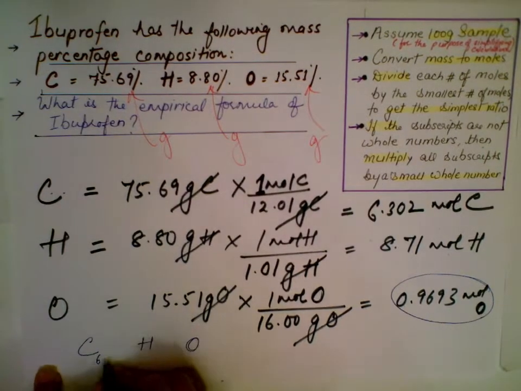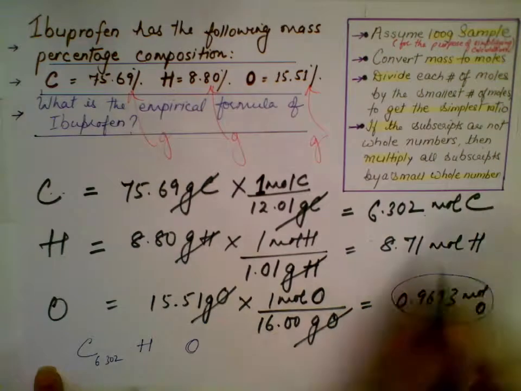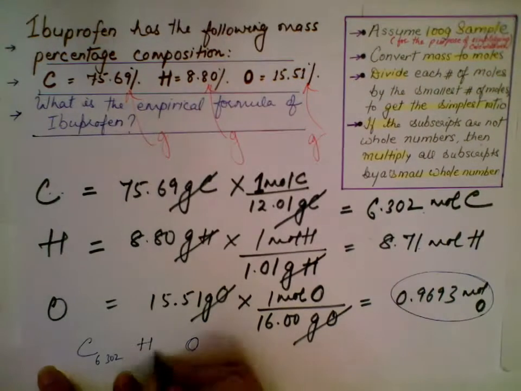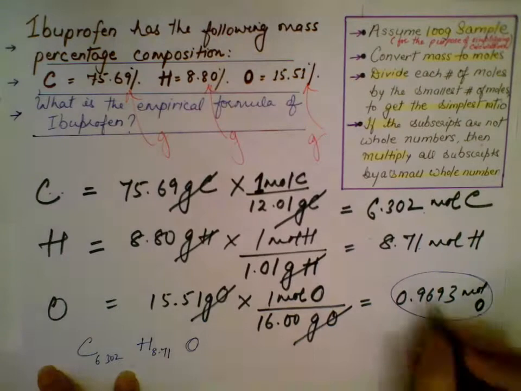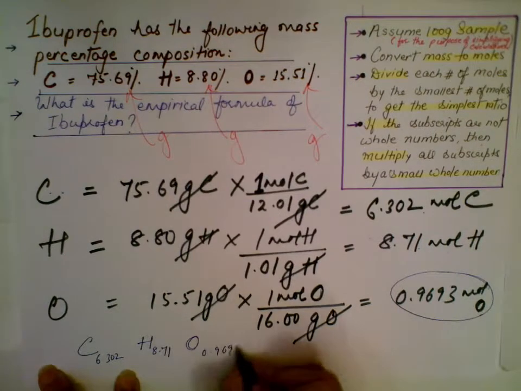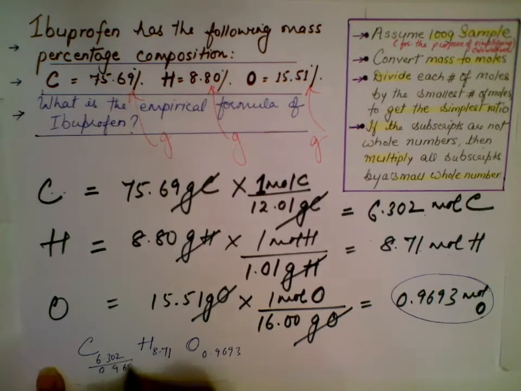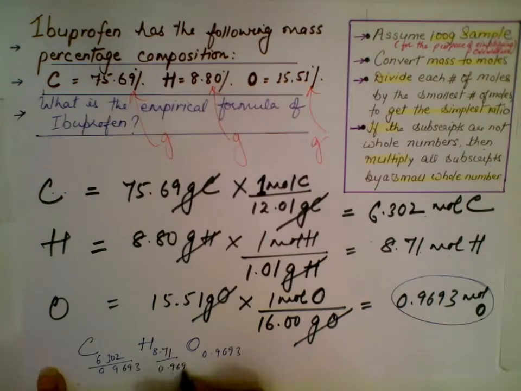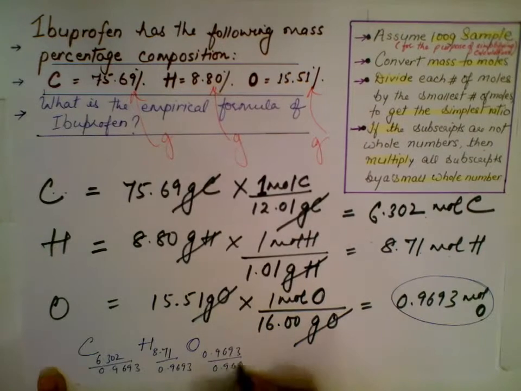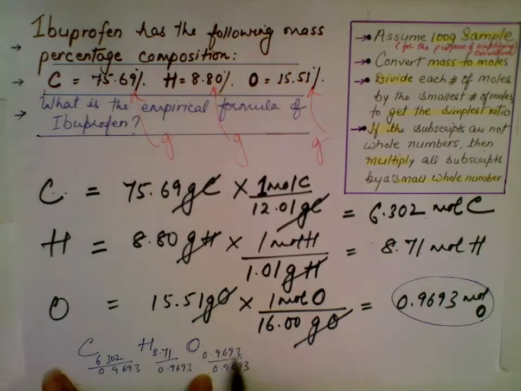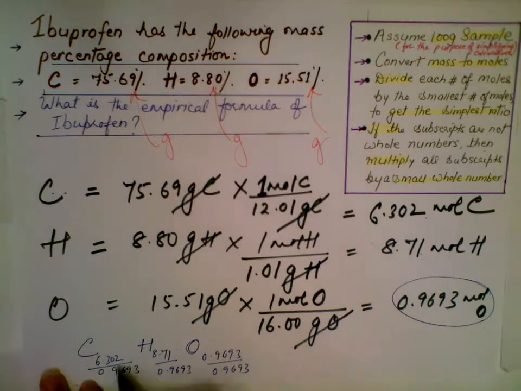So I have 6.302 from here. I have 8.71. Okay, and I have 0.9693 for oxygen. Divide each one by the smallest. So same number when they are divided, numerator and denominator is same, that is 1. So this is 1. You divide these two, you divide these two.